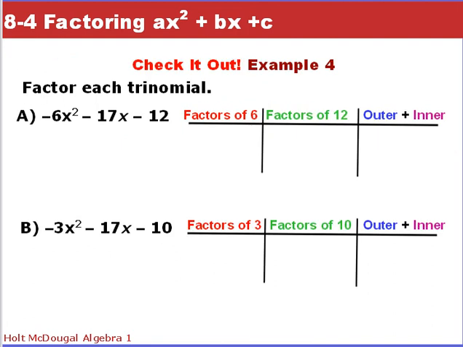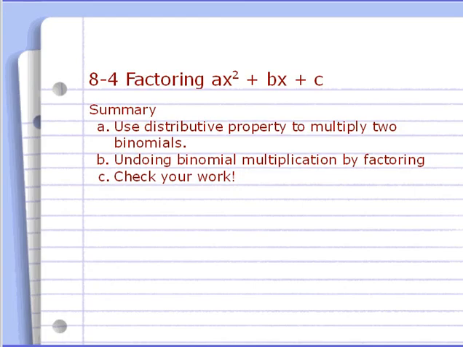Good luck. So to summarize, we're undoing the multiplication we did in the earlier step, and check your work. This is all guess and check. Find the factors and see what works. That's what you're doing. Good luck. Bring any questions to class.